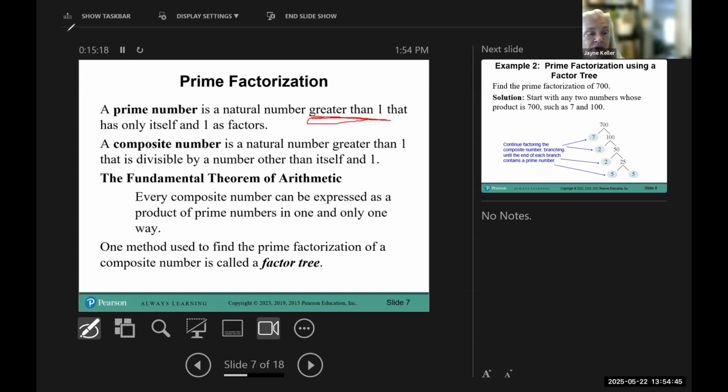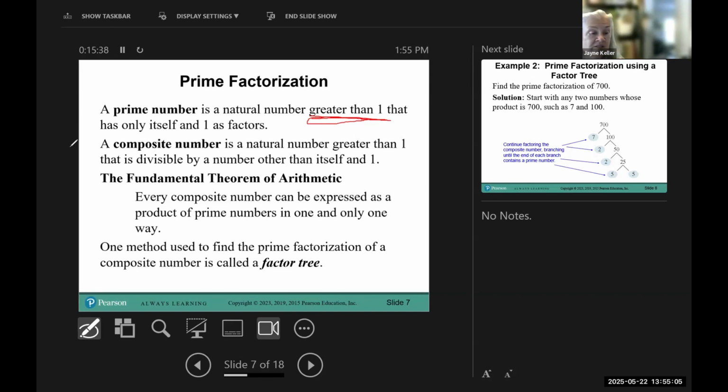The next thing we're going to talk about is the fundamental theorem of arithmetic. It sounds scary because we use the word theorem, but it's really not. It just tells us that for every composite number, we can write it as a product of prime numbers in a unique way, as long as we list the primes from smallest to biggest.